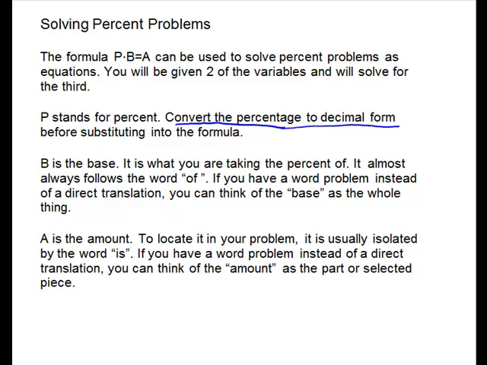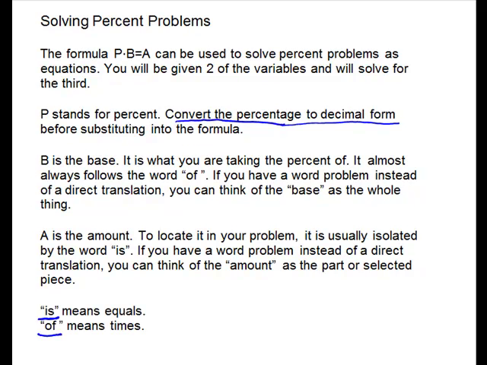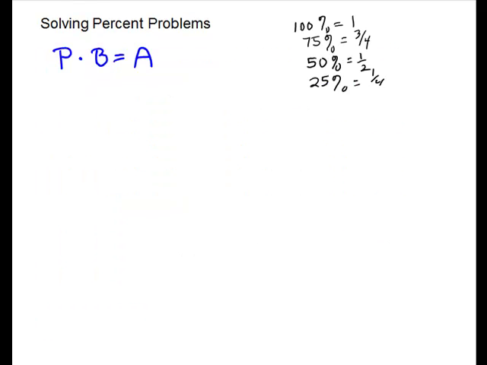To locate it in your problem, it is usually isolated by the word is. If you have a word problem instead of a direct translation, you can think of the amount as the part or selected piece. In our translation, is means equals, so it gives your equals symbol. Of means times. So now we'll solve some problems.